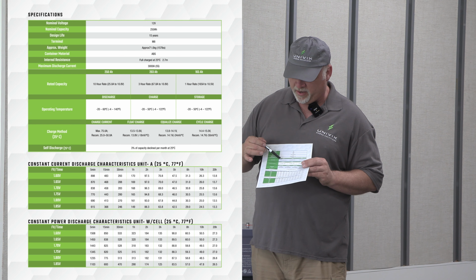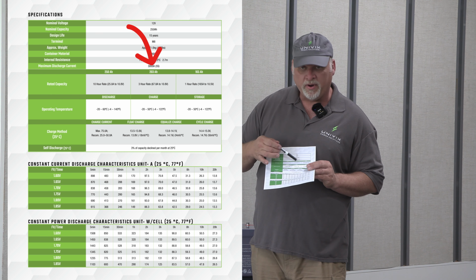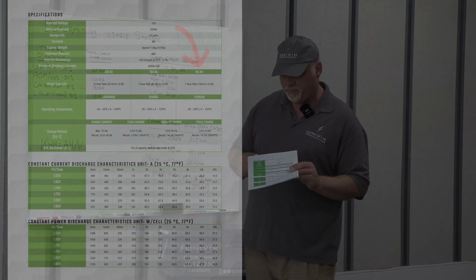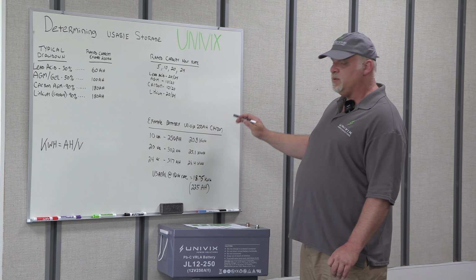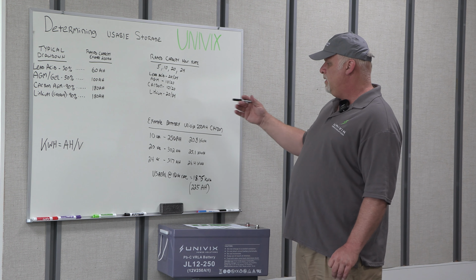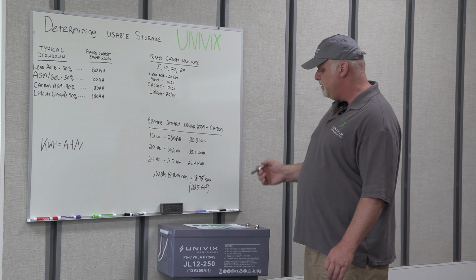On the spec sheet from the manufacturer, you can typically find that information under rated capacity, and they'll usually have a listing of different rates. You can see on our spec sheet here, we have a 10-hour rate, we actually have a 3-hour rate, and a 1-hour rate. Now, using our battery as an example, we're going to convert the usable energy into, what does that translate into kilowatt hours? Because everything is rated in kilowatt hours these days.